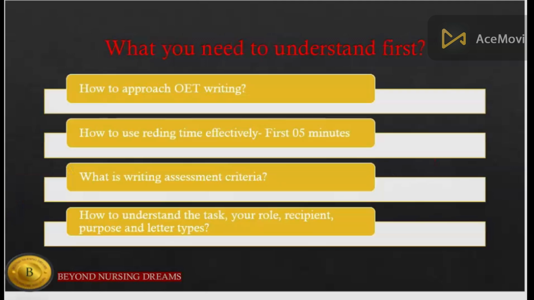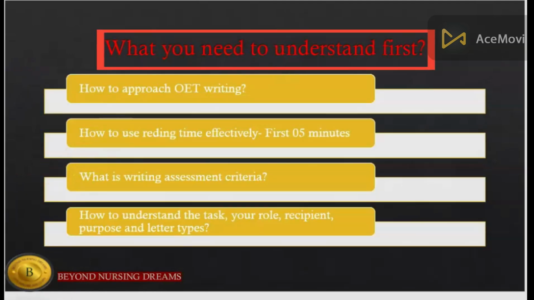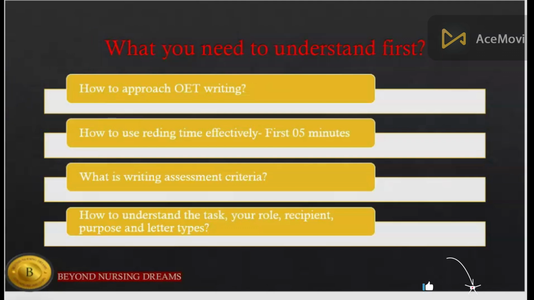Bear in mind, when you are preparing for OET, you need to understand that OET is not like IELTS. It has a format, it has a pattern which is very specific, and you should follow that. During your preparation, you need to understand how to approach OET letter writing, how to use your 5 minutes of reading time, and what the assessment criteria are, which I already displayed on your screen, and how to understand the task, your role, the receiver's role, and the purpose and the type of letter.